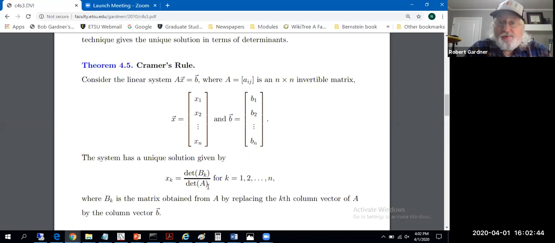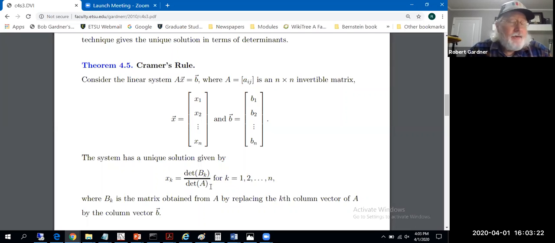So to apply Cramer's rule, you need to take the determinant of matrix A, that's one determinant, an n by n matrix. If n is big, it's nightmarish. And you need to take the determinant of matrix B sub 1, also an n by n matrix, matrix B sub 2, and so forth. You've got to do this for k equals 1 to n. You've got to find n plus 1 determinants of n by n matrices, n for the B sub 1 through B sub n, and A itself.